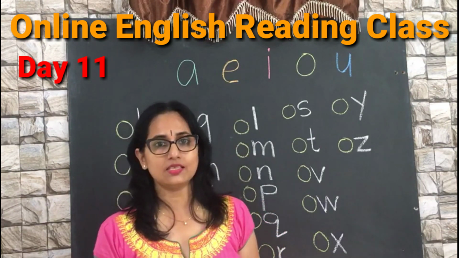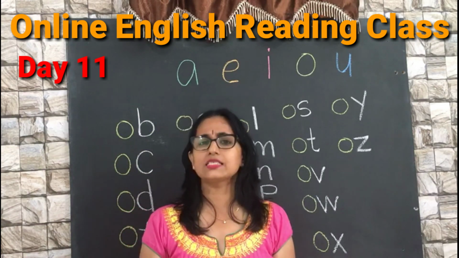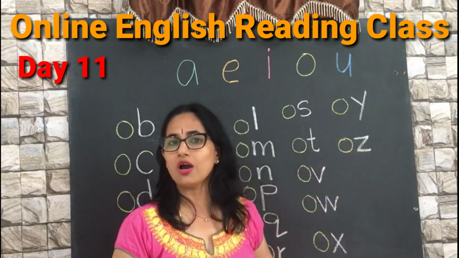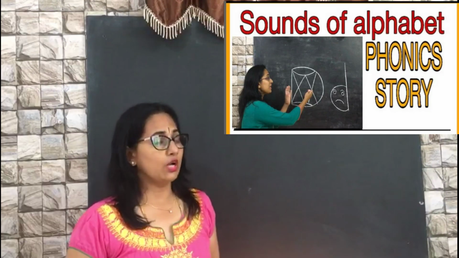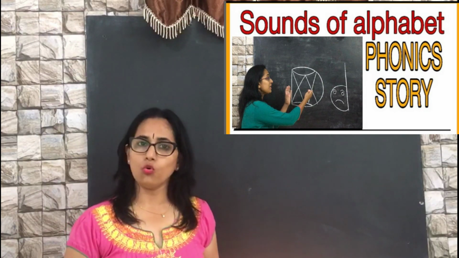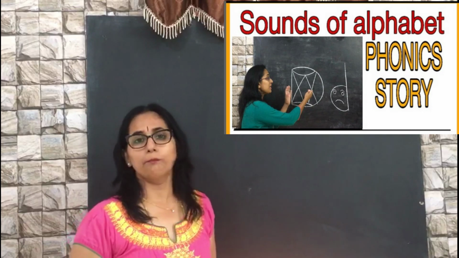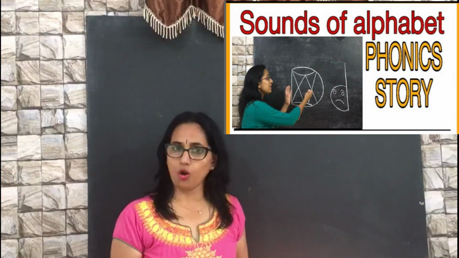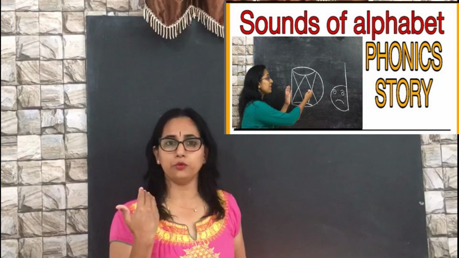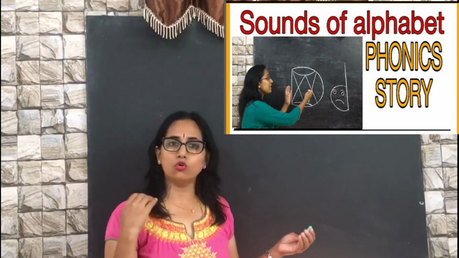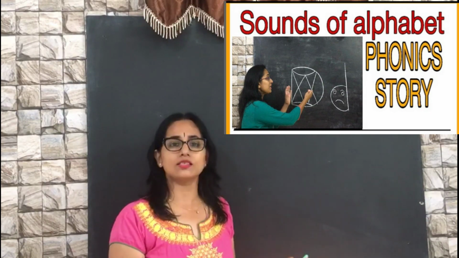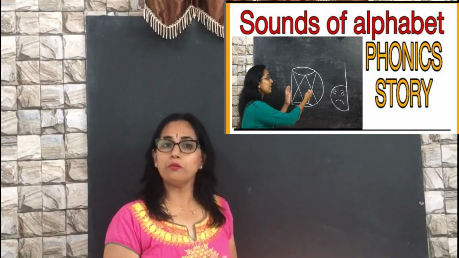And today's topic is how to introduce the blending sound of vowel O along with all the consonants to our tiny ones. As we all know, these are the vowels. What are the vowels? A, E, I, O and U, right? But when you are introducing a new topic, you should do a recap for your child. You can go through the old vowel stories and tell them once, and then if you start, that would be better.